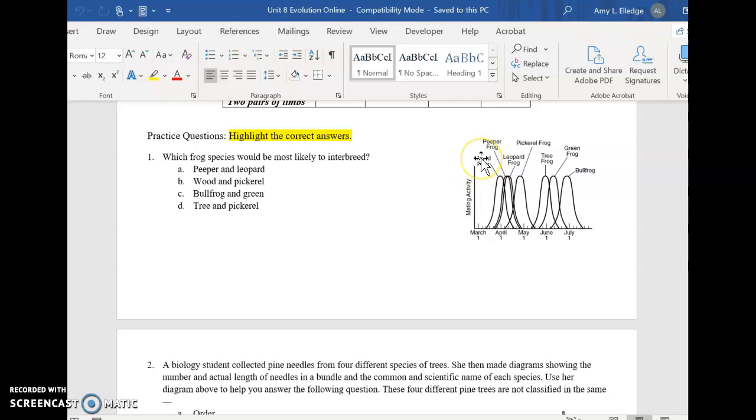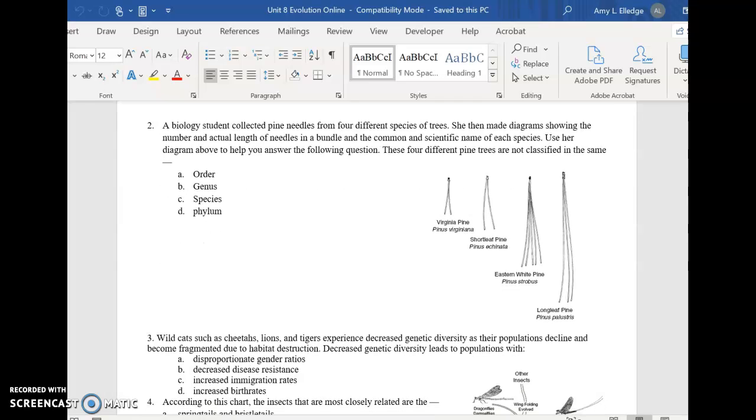But just to be sure there's not a better one, let's look at the wood and the pickerel. So here's the wood and here's the pickerel. And they do overlap this tiny little bit right there. So they are unlikely to breed together. Bullfrog and green frog. So here's bullfrog and green frog. They too overlap a little bit. So not super likely to breed together. And tree and pickerel. So here's the tree frog and here's the pickerel. And they really don't overlap much at all. So A would be the ones that would most likely interbreed.